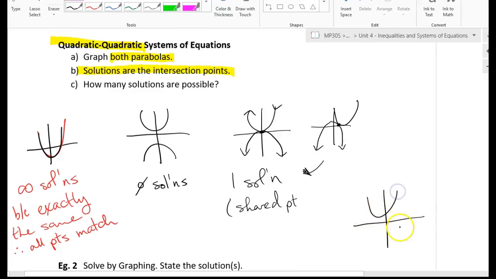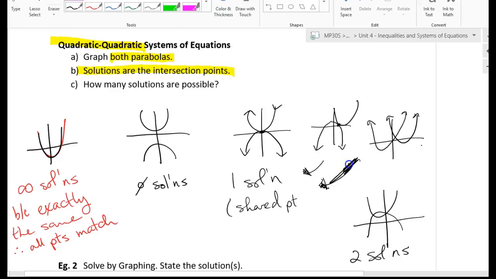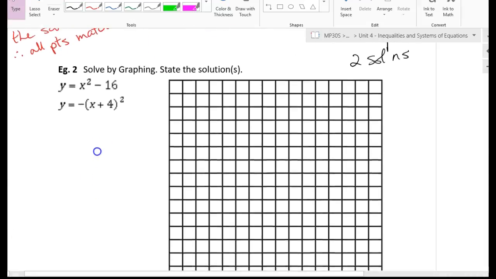Finally, I can have parabolas that cross, in which case I will have 2 solutions. We also only have one solution if we've got them both opening upward like this, as long as we don't have different stretches and compressions. So we've got a few different options for how to get a single solution. So let's check this one out.